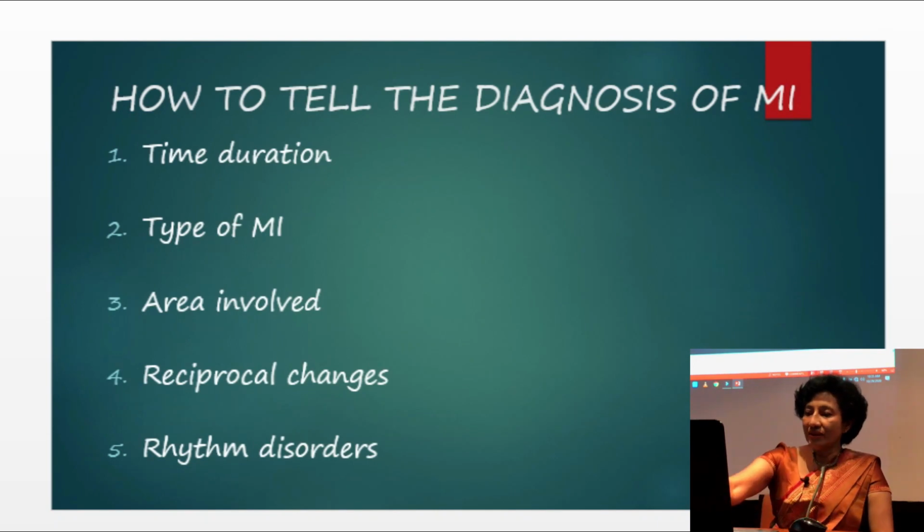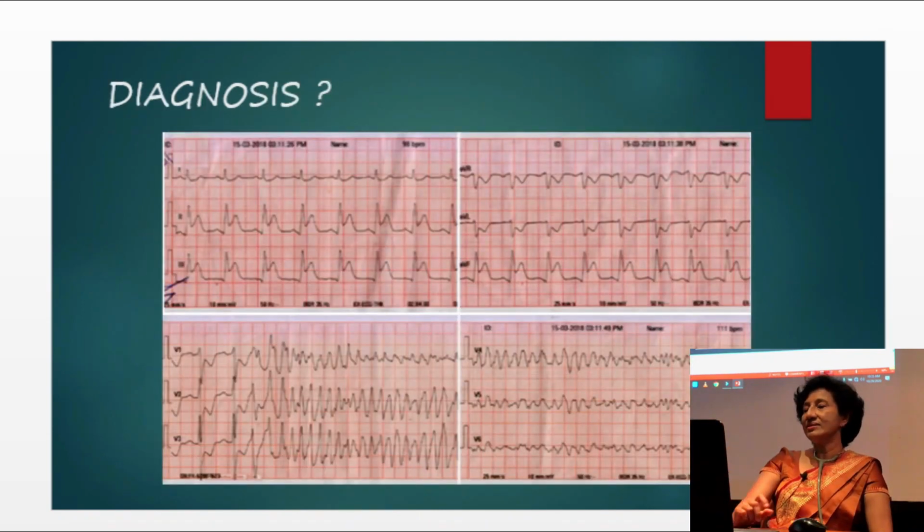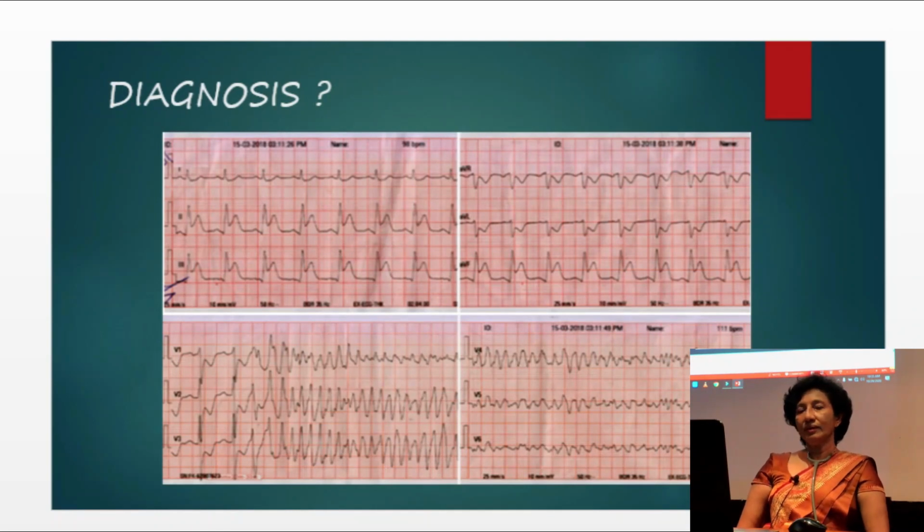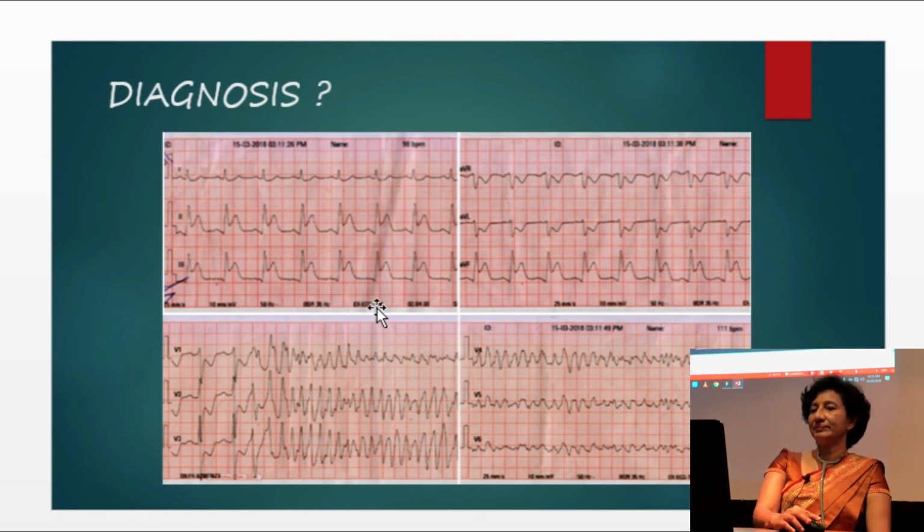So with this knowledge, let's analyze this ECG. This ECG belongs to a middle-aged male patient. He had suggestive chest pain and ECG was taken. This is his ECG. Now this is the calibration mark. You can see P waves, sinus P waves.